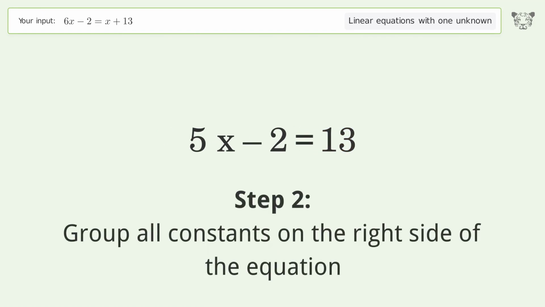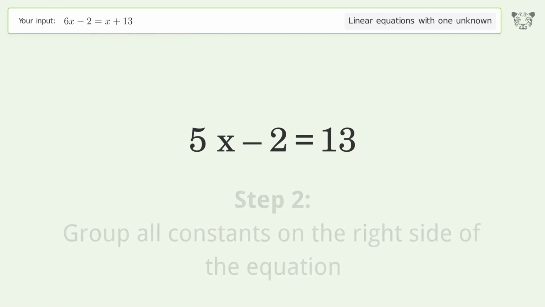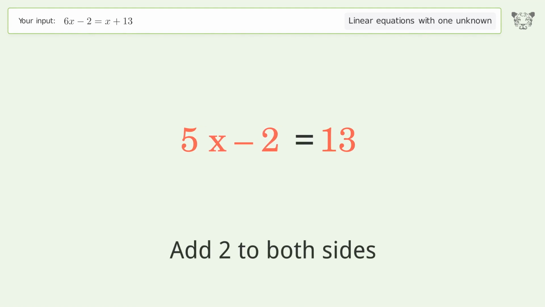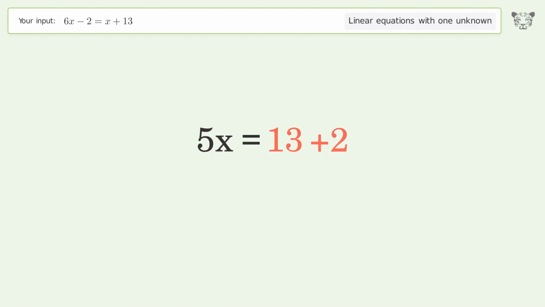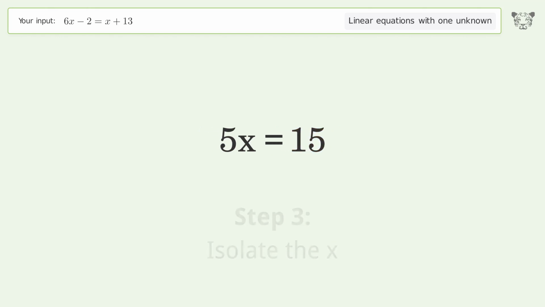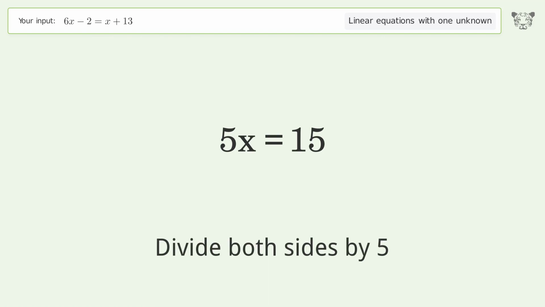Group all constants on the right side of the equation. Add 2 to both sides. Simplify the arithmetic. Isolate the x. Divide both sides by 5.